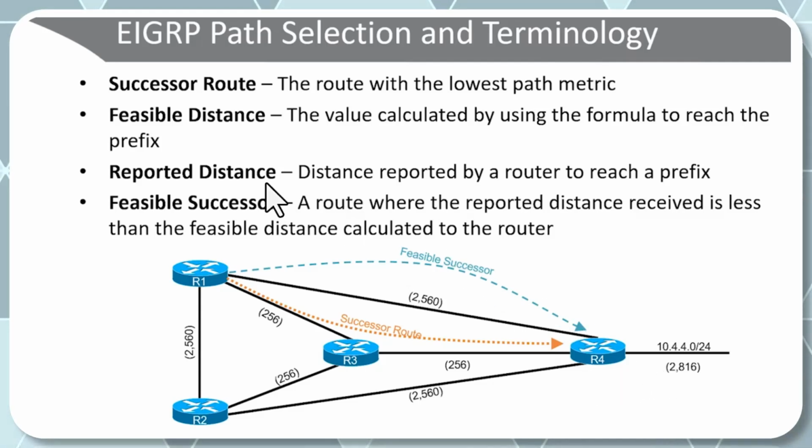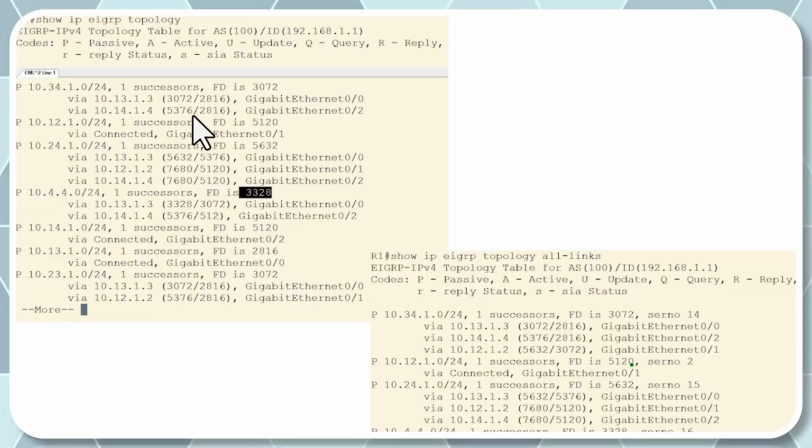Reported distance, now what is the meaning of reported distance? For example, for this router, what is the reported distance? 256. This is the reported distance. And also let me show you one more thing here. First of all, I have run the command show ip eigrp topology.